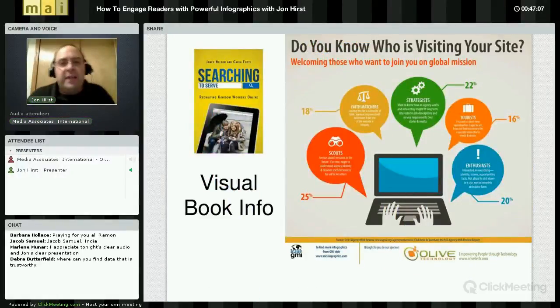Finally, you can actually develop infographics based on the data in your book. Actually, there's one more that I'm going to share as well, so this isn't the last one. So for instance, GMI published this book called Searching to Serve. And it is the book based on research we did on how potential missionaries use the internet to search for missions opportunities. Well, what we found in that research was there are 5 types of people using the internet to look for missions.